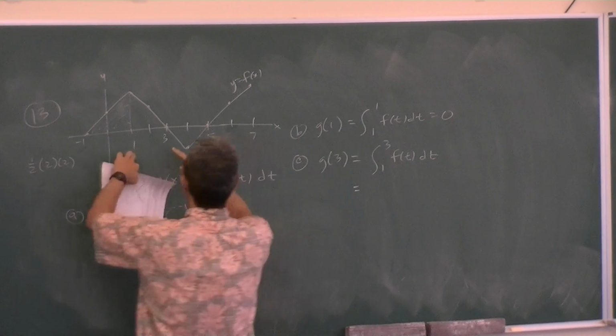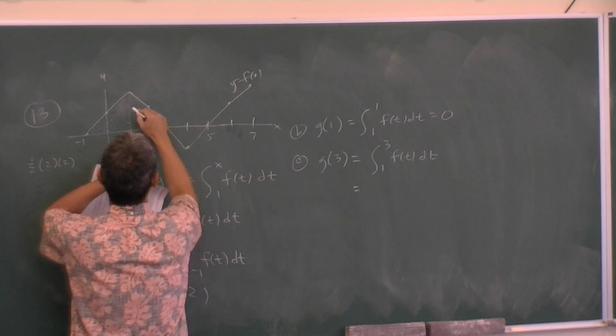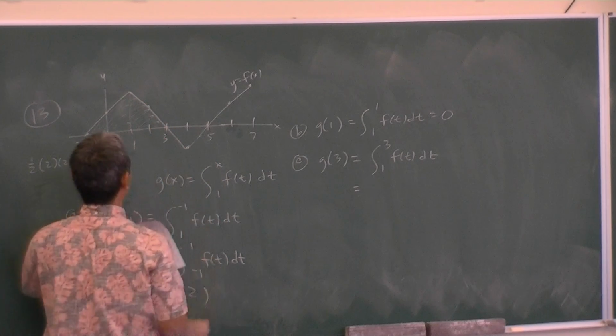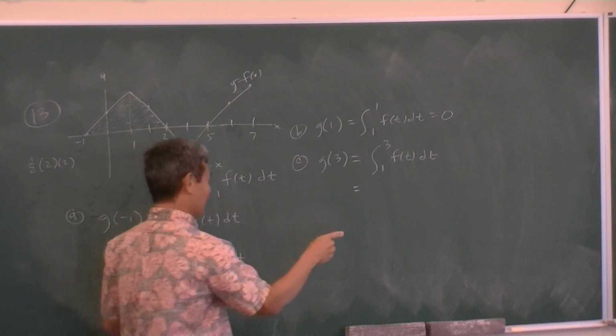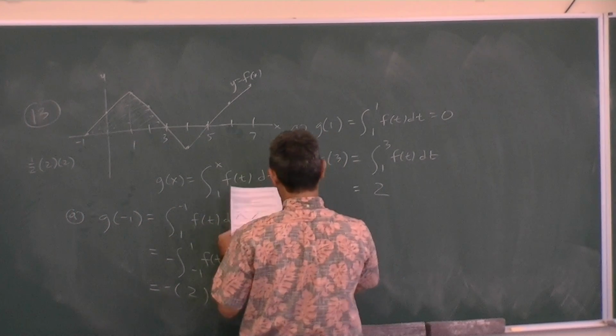Okay, so here's 1 and here's 3. The integral from 1 to 3 will tell you this area right there, which is a triangle, 1/2 base times height. Survey says 2.